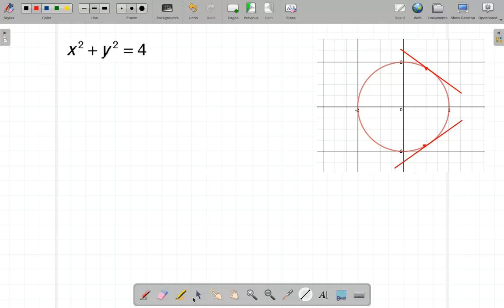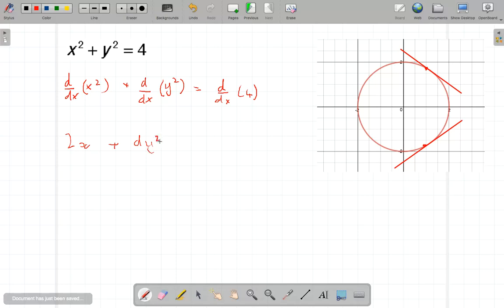So what I'm going to do, I'm going to use what I did before to differentiate everything up here. So I'm going to differentiate x squared with respect to x. I'm going to differentiate y squared with respect to x. And I'm going to differentiate the constant term 4 with respect to x. Now this one, straightforward. Now this one, let's rewrite this as dy squared over dy, just like we did before, and multiply it by dy by dx.